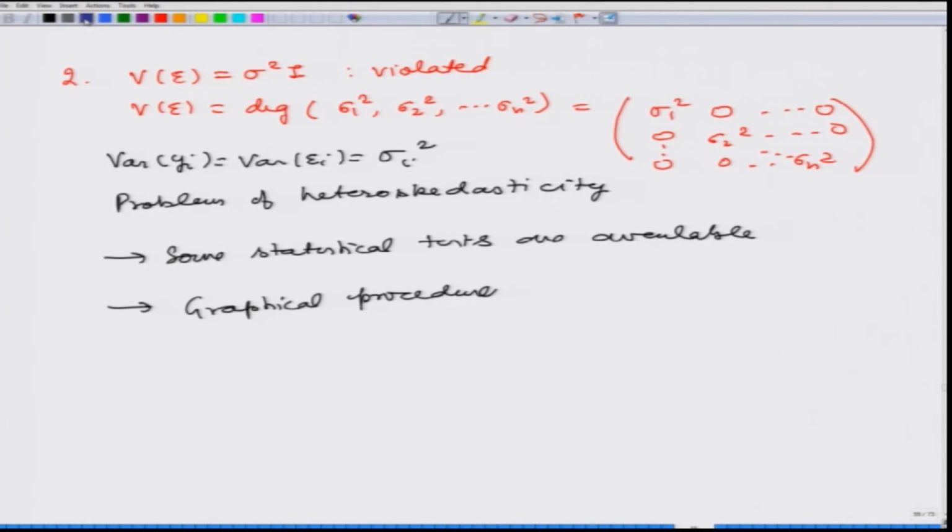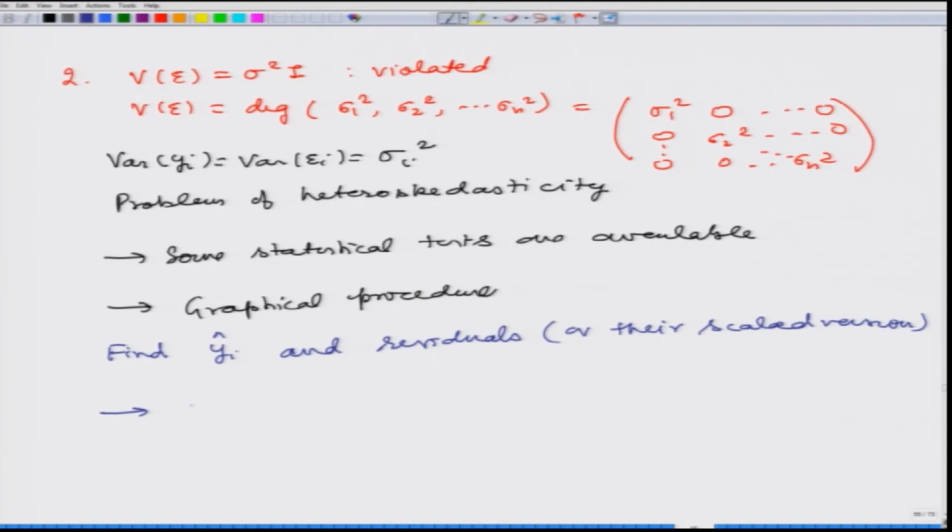Okay. So, in this case what we try to do is find the fitted value yi hat and find the residuals. In this case we can find either the residuals or their scaled version. And in the second step we plot a graph between yi hat and residuals, or their scaled versions.